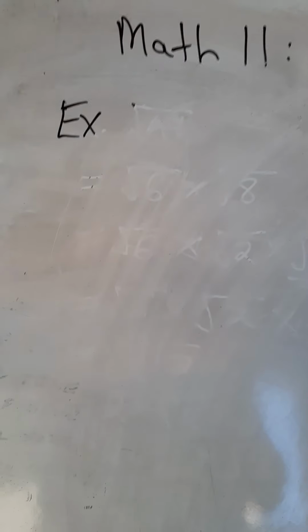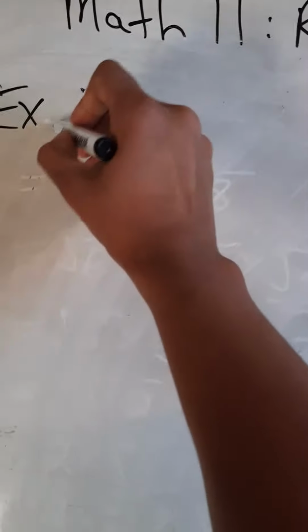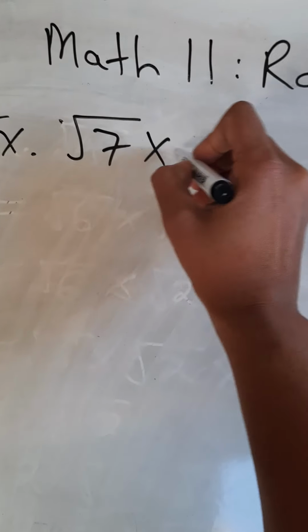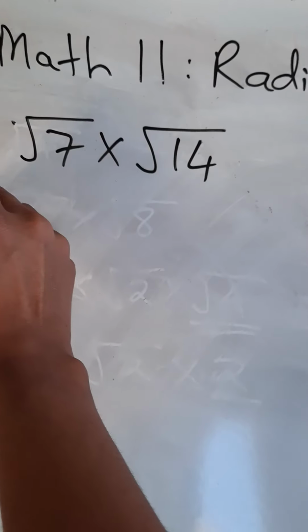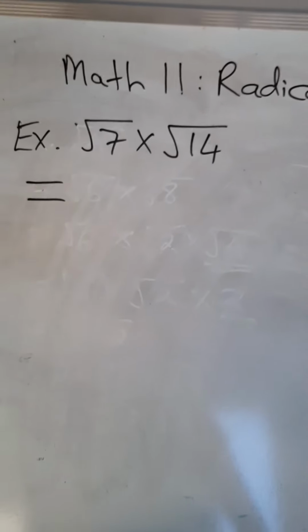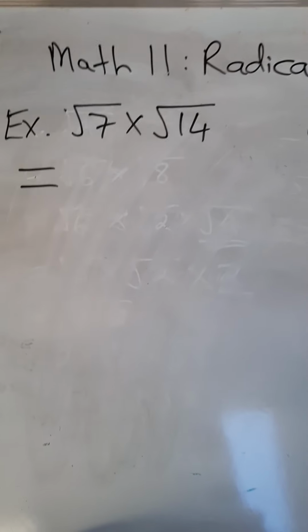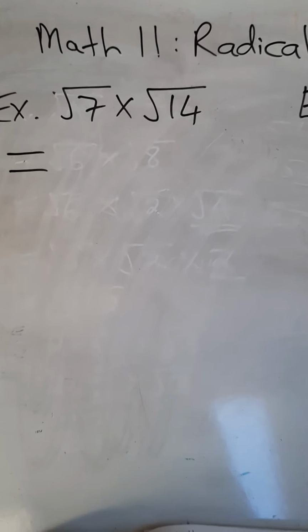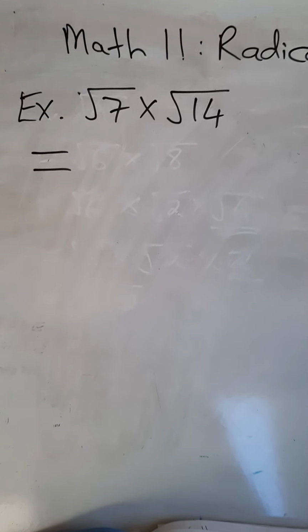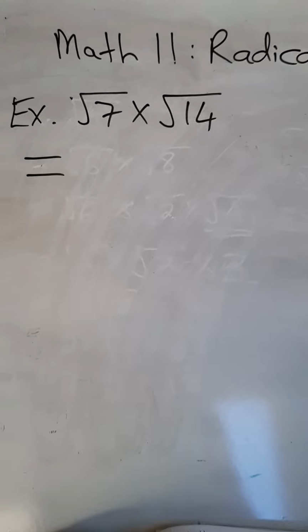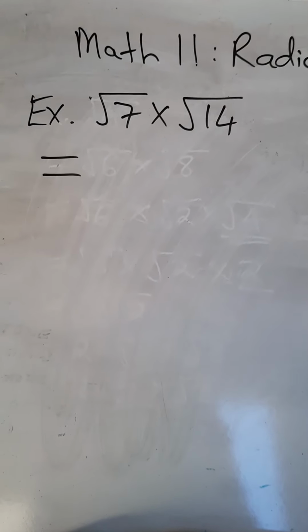Okay, let's try this one here. It is the square root of 7 times the square root of 14. If you're looking at this question, you could try taking factors of 14. Again, the factors of 14 are only 7 and 2, both of which are prime numbers, so I noticed that I can't reduce it any further.